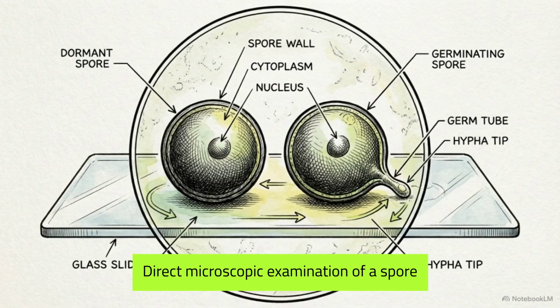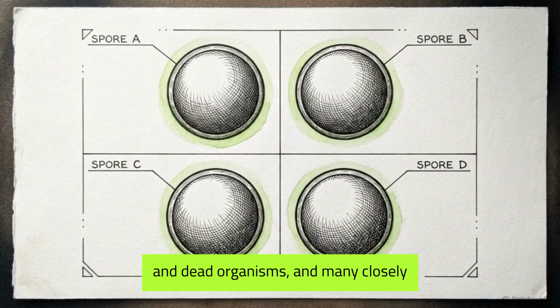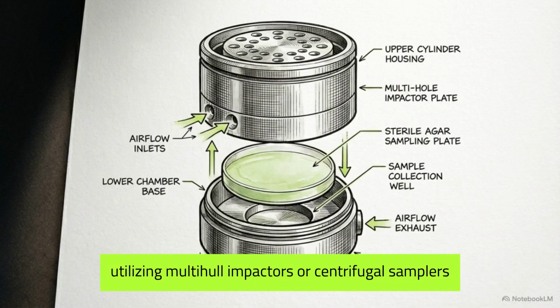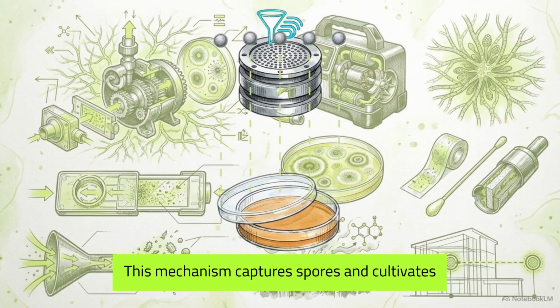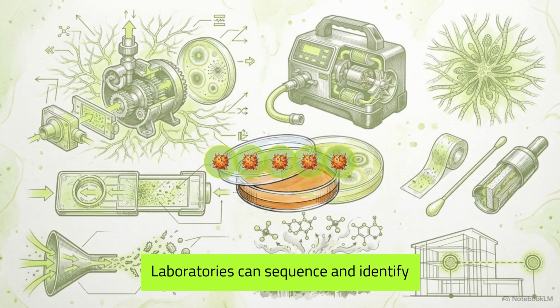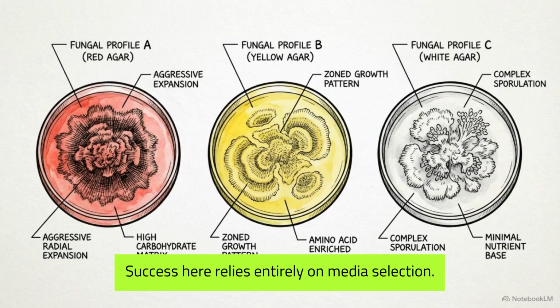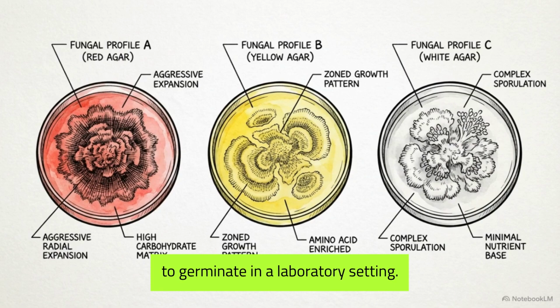Direct microscopic examination of a spore trap cannot definitively differentiate between living and dead organisms, and many closely related spores look identical. That requires the second objective: viable or culturable sampling, utilizing multi-hole impactors or centrifugal samplers. Instead of trapping debris on an adhesive, this mechanism captures spores and cultivates living colonies on an agar plate. By growing the fungi, laboratories can sequence and identify the exact biological species. Success here relies entirely on media selection. Different fungal taxa require highly specific agar formulations and nutrient densities to germinate in a laboratory setting.